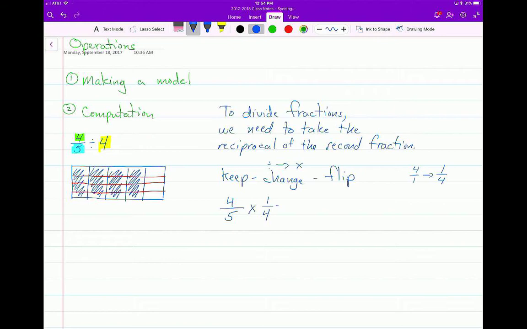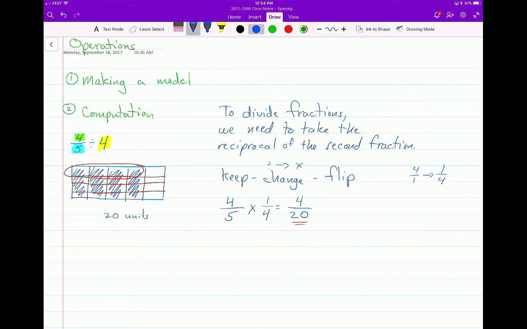Now what I can do is multiply my numerators, which is 4 times 1 will give me 4, and then multiply my denominators, which is 5 times 4, which is 20. Before simplifying, at this point, because I have 20 units in my model, which matches my denominator of 20, I'm going to come and circle 4 of them, because that is what my model represents right now for this problem, is the 4/20ths that I have calculated.